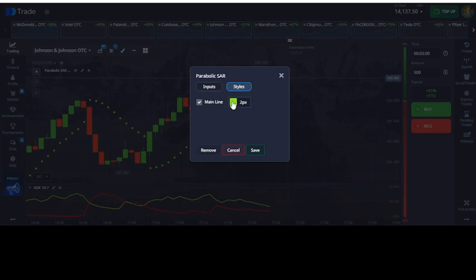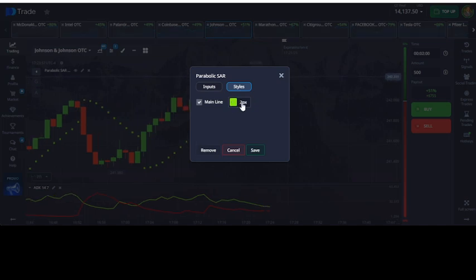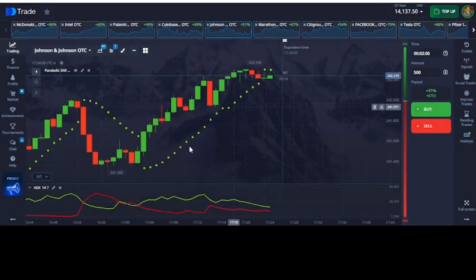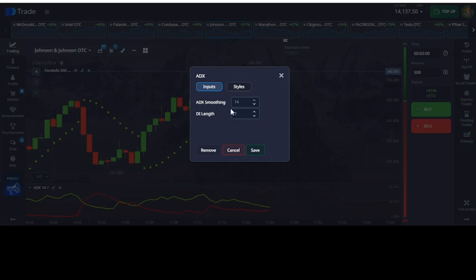set the color to green, 2 pixels. So the dots appear here. These are the green dots of the Parabolic SAR. For the ADX indicator, if we go to the settings here, I have the ADX smoothing set to 14, and the DI length set to 7. In the style settings, I've disabled the ADX line here. We don't need that, so go ahead and disable it. I have the plus DI color set to green and the minus DI line set to red.